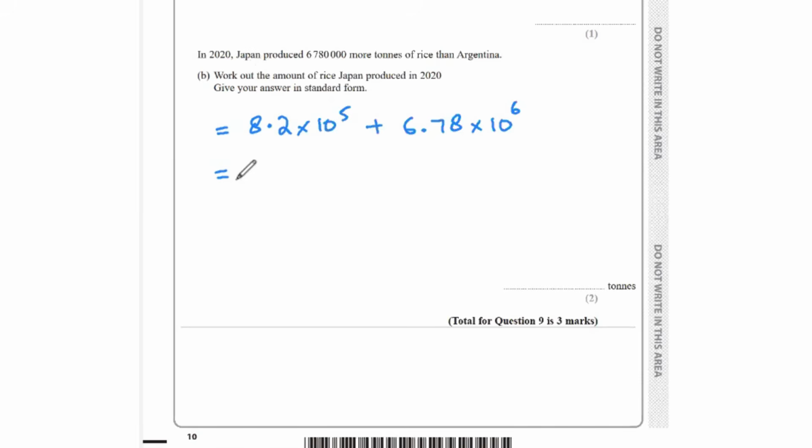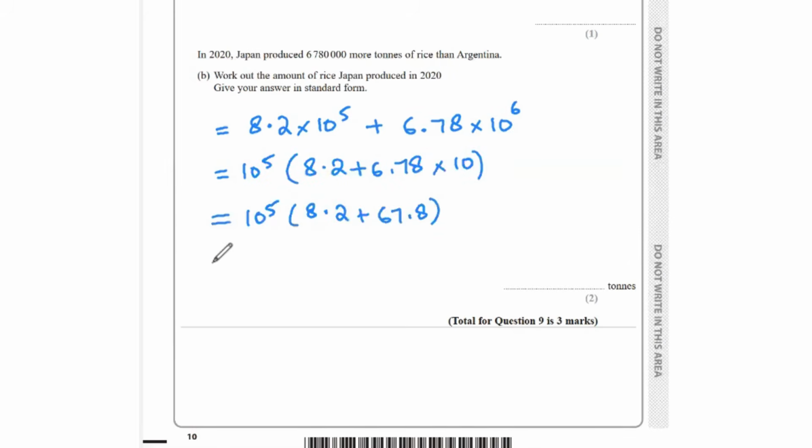So what we can do is take 10 to the power of 5 common. That leaves us with 8.2 plus 6.78 times 10. That's 10 to the power of 5 times 8.2 plus 67.8. Add the two. So that's going to equal 76. So 76 times 10 to the power 5 in standard form is 7.6 times 10 to the power of 6.